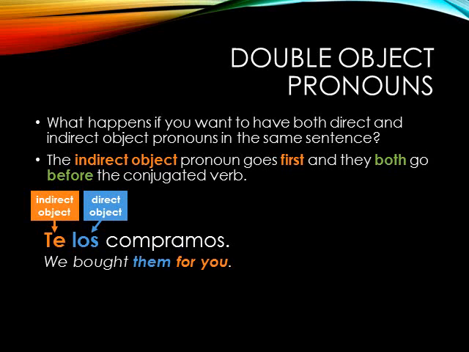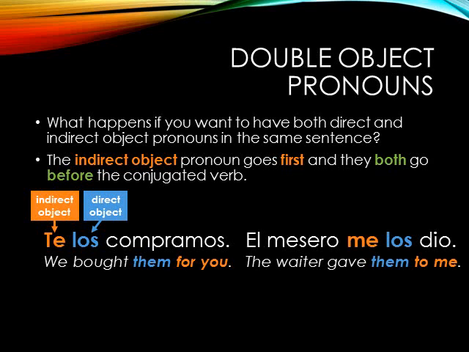Another example. The waiter gave them to me. To me is our indirect object pronoun. Them is our direct object, so we're going to put me in front of los, since me is the indirect object, and los is the direct object.